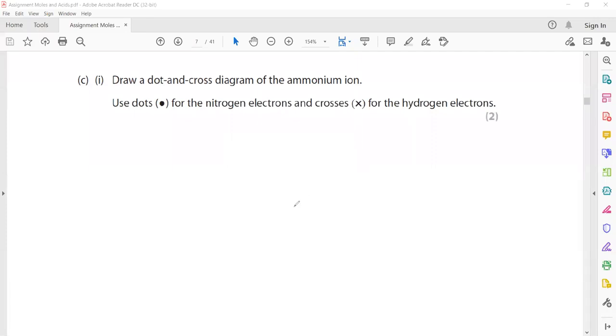So we have nitrogen, which belongs to group 5. So nitrogen has 5 electrons in the outermost shell. These are the electrons of nitrogen. Then it shares to form 3 covalent bonds, first with hydrogen, and then one of the bonds is a dative bond, so the charge on this ion will be positive. When both electrons are shared from one of the atoms, we call that a dative covalent bond or coordinate covalent bond.